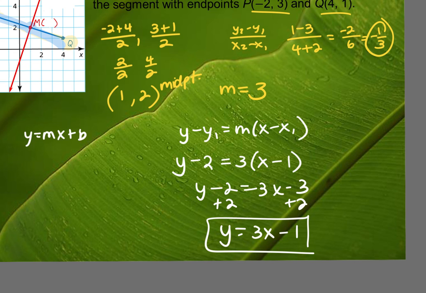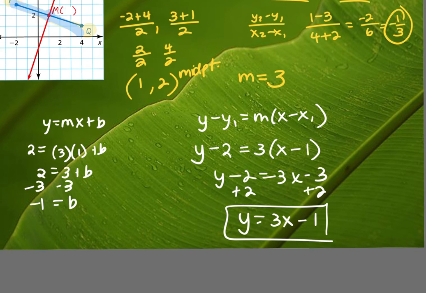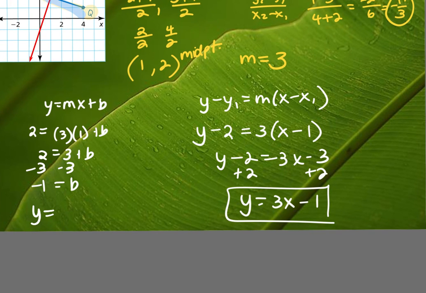How do you do it in slope intercept? You plug in the x and the y and the m. So I'd get 2 equals 3 times 1 plus b. 2 equals 3 plus b. Subtract the 3, b is -1. And then you plug back in the slope and the b. Where do you get 2 from? This is your x and that's your y, the coordinates of the midpoint.